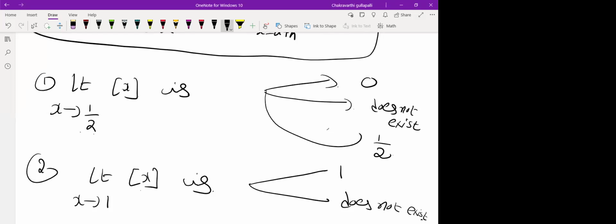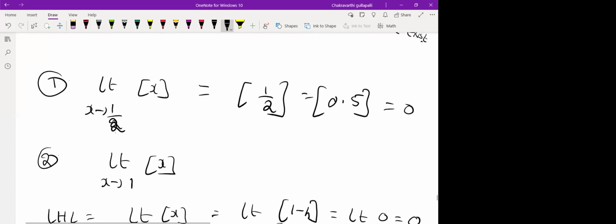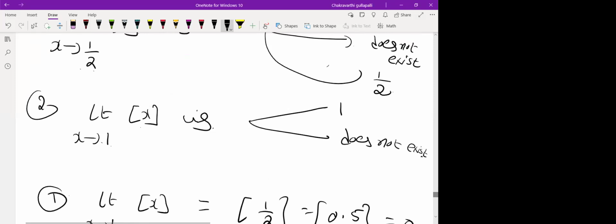But whereas here, 1 is a breakpoint. So we have to do LHL and RHL. But again, we cannot do it like mod X. So we need to go for the H concept. So it does not exist because LHL is not equal to RHL. So does not exist. This is the option.